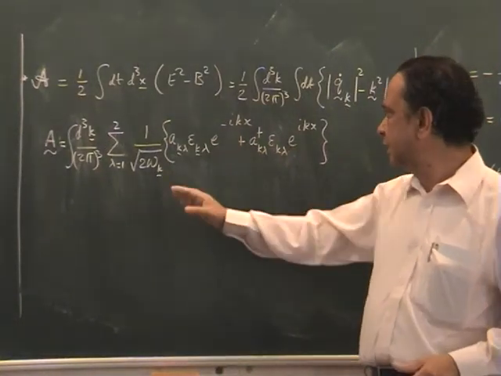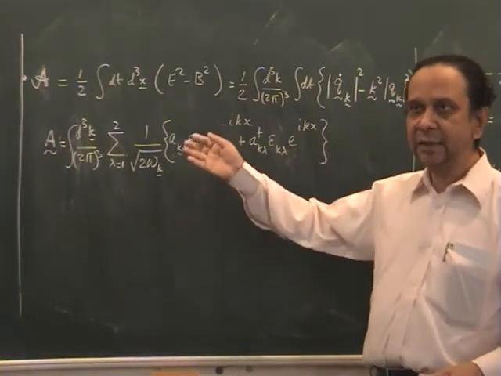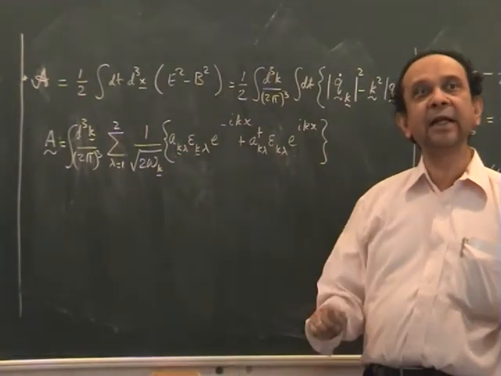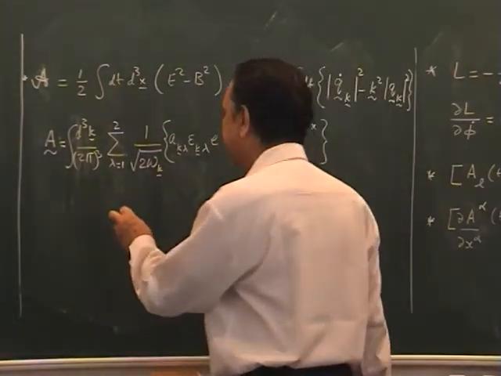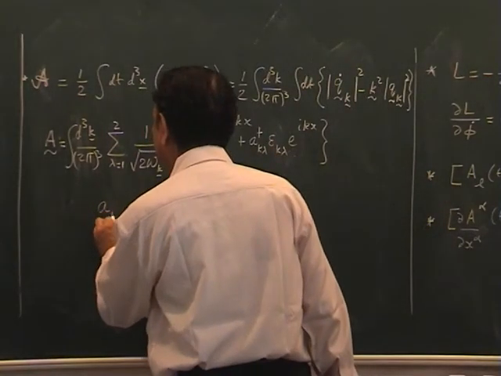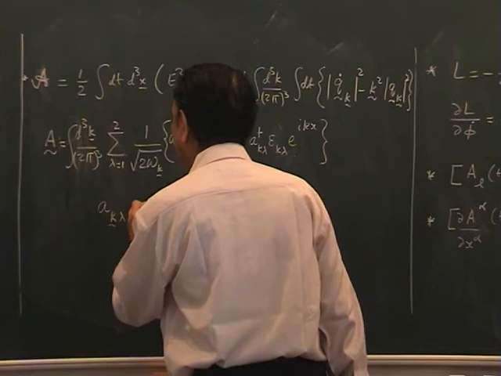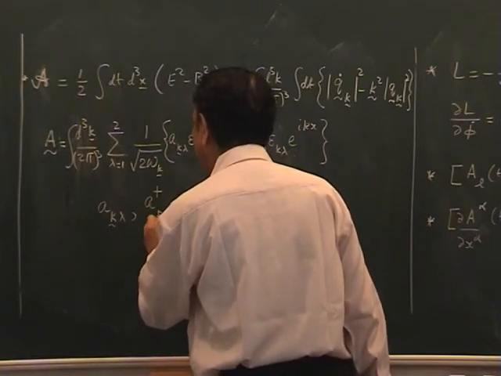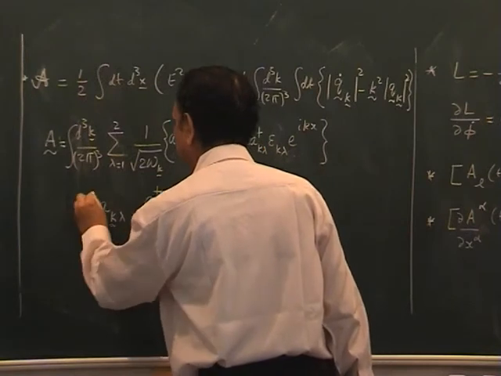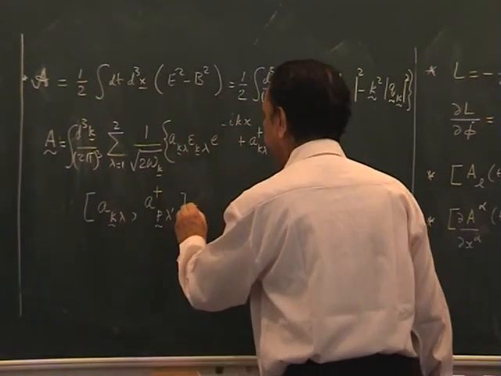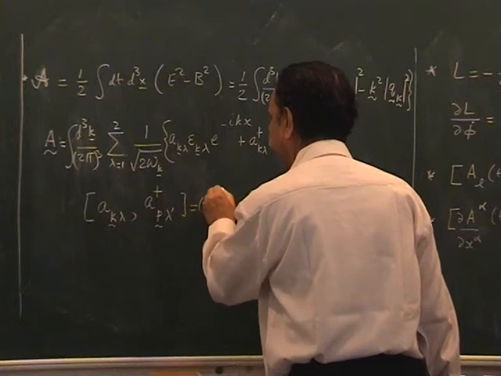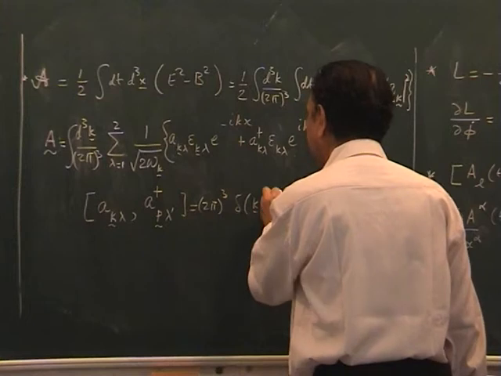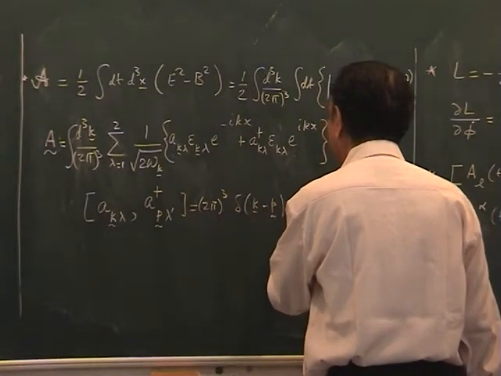So this is the structure which you get, and now you impose on this a and a dagger the standard commutation rules. You are going to say that if I take the commutator of a of k lambda with a dagger of p lambda prime, this commutator will be 2 pi the whole cube times the delta function on k minus p and a Kronecker delta on lambda lambda prime.